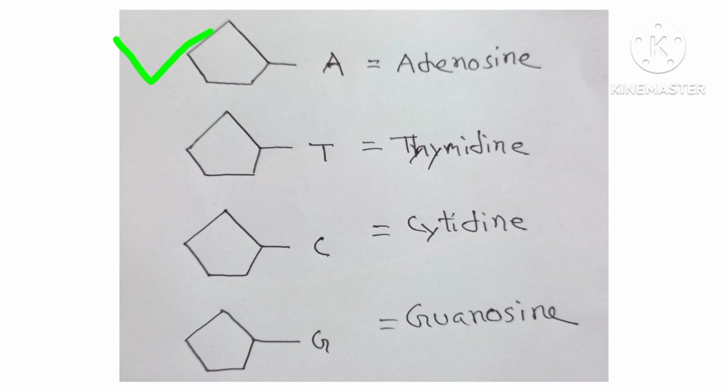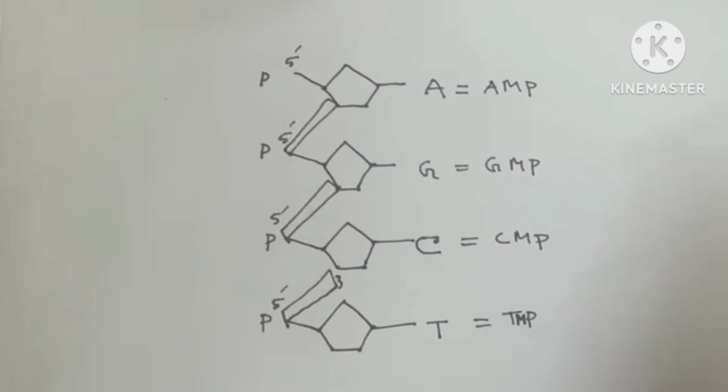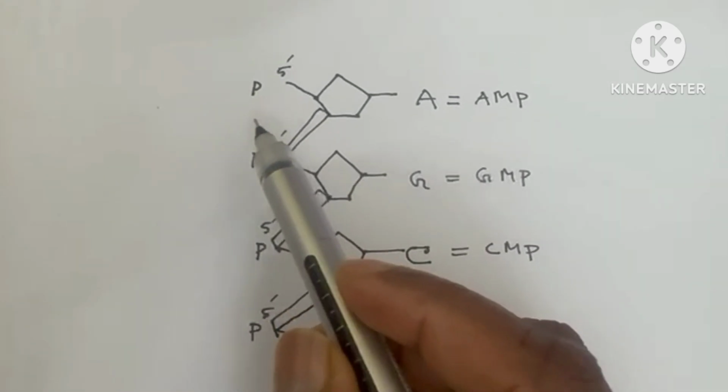This is a nucleoside. Sugar plus guanine, guanosine. This is a nucleoside. Cytosine plus sugar forms cytidine. This is a nucleoside. Thymine plus sugar forms thymidine. This is a nucleoside. DNA also contains phosphate.